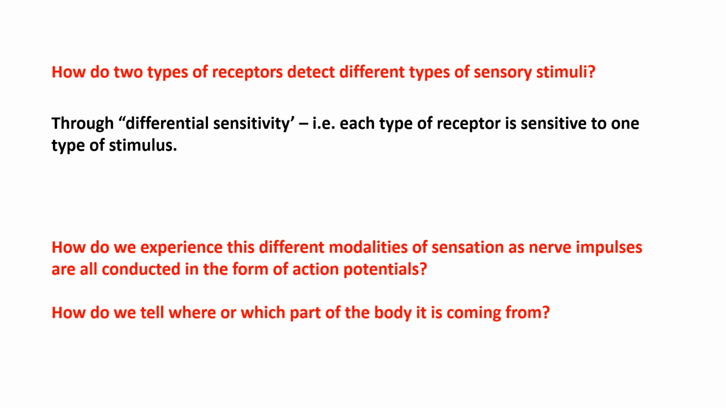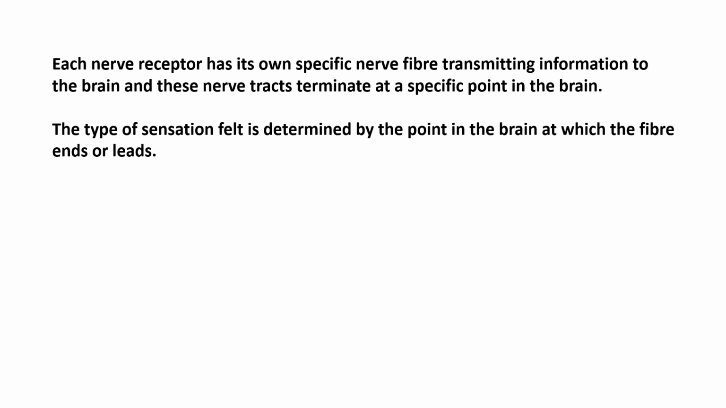How do we experience these different modalities of sensation, as nerve impulses are all conducted in the form of action potentials? How can we tell the difference? How do we tell where or which part of the body it is coming from? Each nerve receptor has its own specific nerve fiber. And this nerve fiber transmits information to the brain, and these nerve tracts terminate at a specific point in the brain. So the type of sensation felt is determined by the point in the brain at which the fiber ends or leads to. That is how we are able to tell.